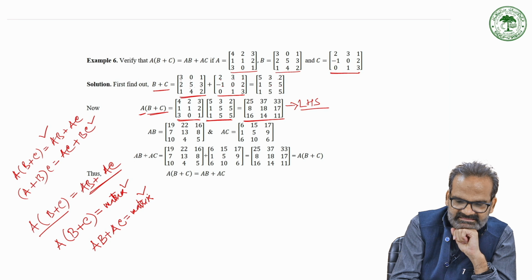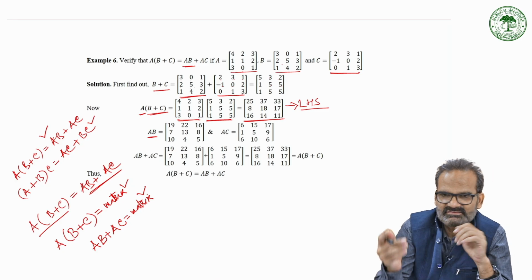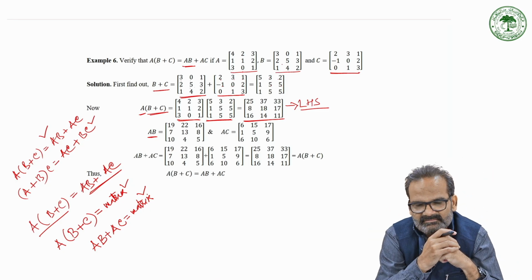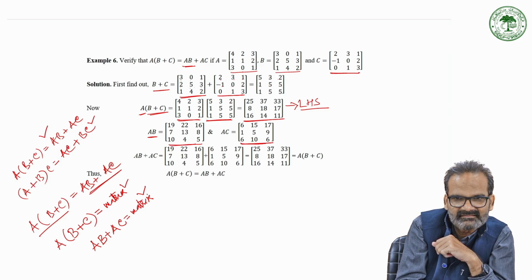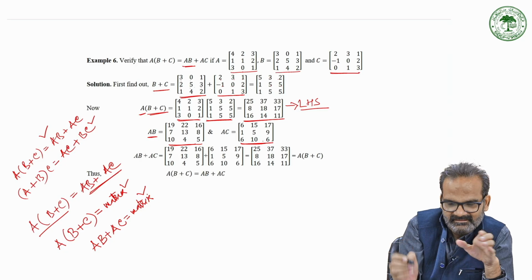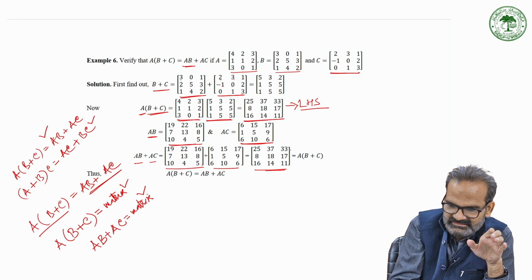Now come to the right hand side. The right hand side contains AB. So first find out the product AB. A is known, B is known. Multiply these two matrices to get the product AB as usual. So AB is this matrix, and then AC is this matrix. Now add up this matrix plus this matrix, AB + AC. This matrix is added to this, you will get this. This is your right hand side.